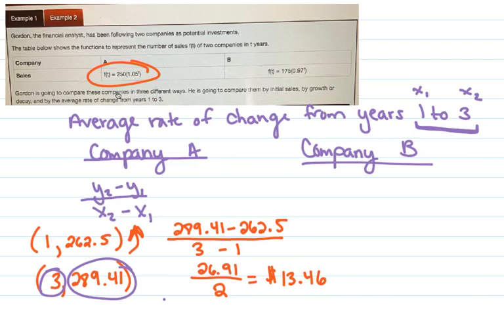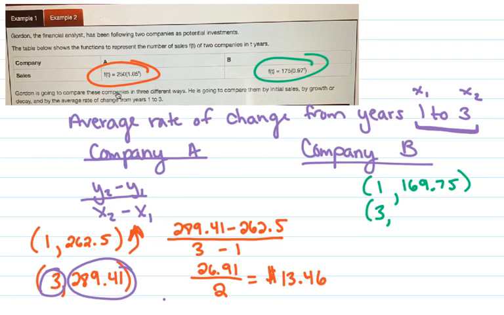I'm going to do the same thing with company B. So for company B, I'm using the same x values, and I'm going to plug those in to get my y values. So now I'm plugging them into that function. So I'm doing 0.97 to the first power, which is just 0.97, and then times 175, and I get 169.75.